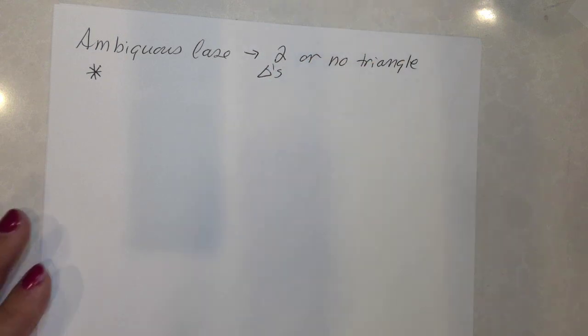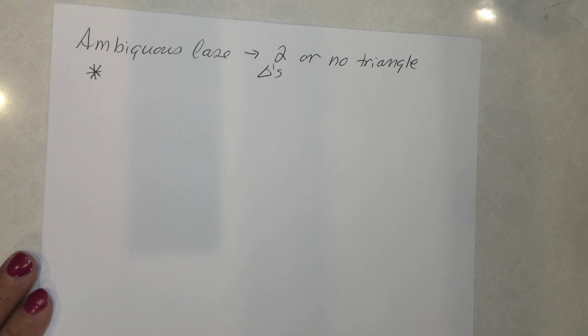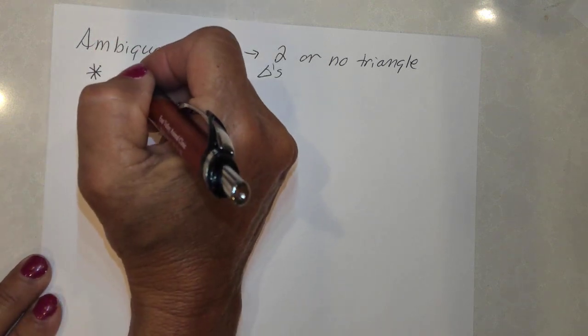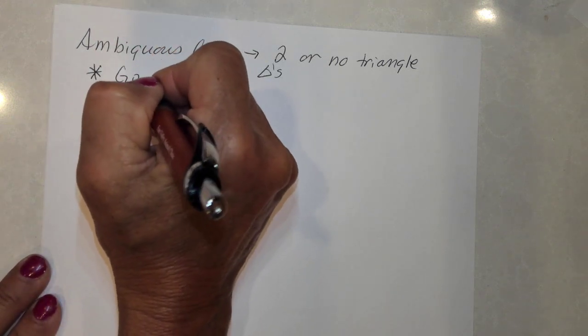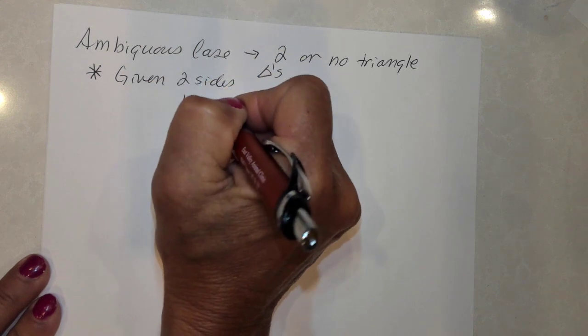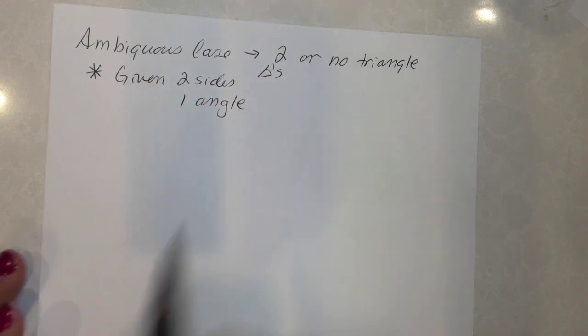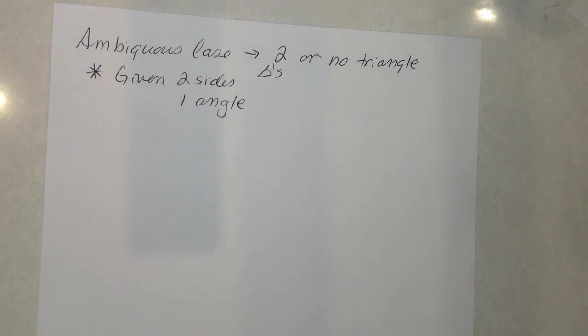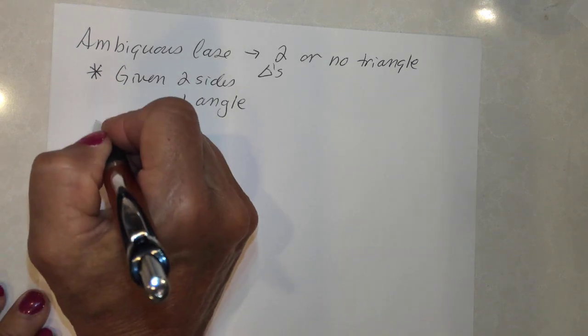I forgot triangles. So hang in there while I go through this a little bit. This is your checklist. You have been given two sides and one angle. So you're given two sides and one angle. If you haven't been given that, then you already know there's just one triangle and you're not going to have to worry about this scenario.